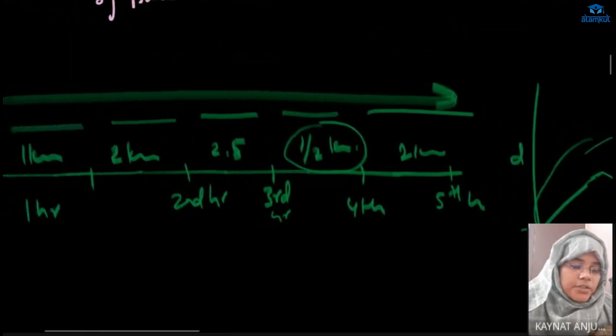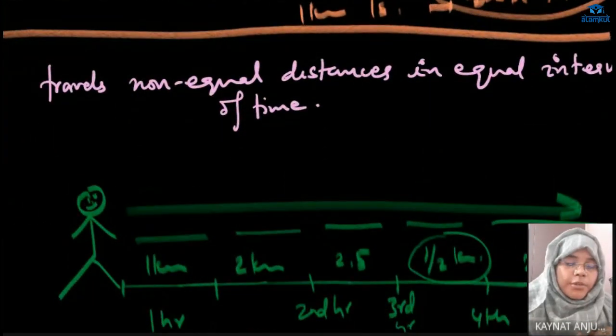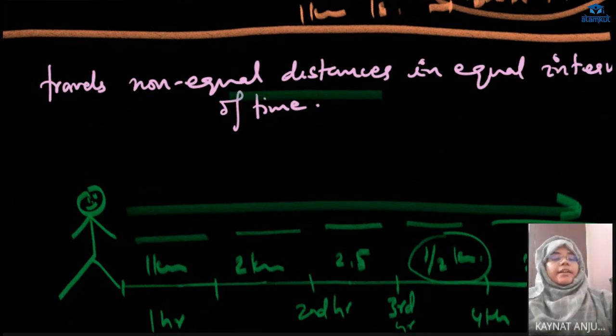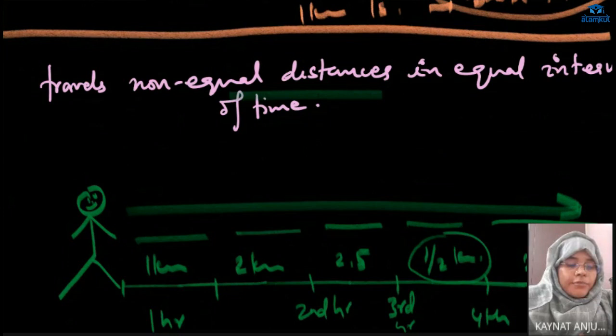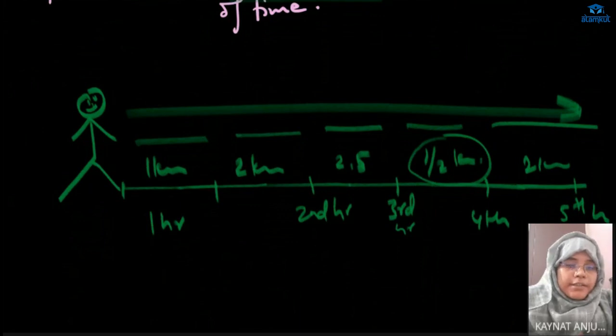In this situation, it will be said to be non-uniform motion. A body is said to be in non-uniform motion if it is traveling non-equal distances in equal intervals of time. And now you will ask, why are we taking equal intervals of time? Can we take non-equal intervals of time? Then the answer is yes, you can take non-equal intervals of time.